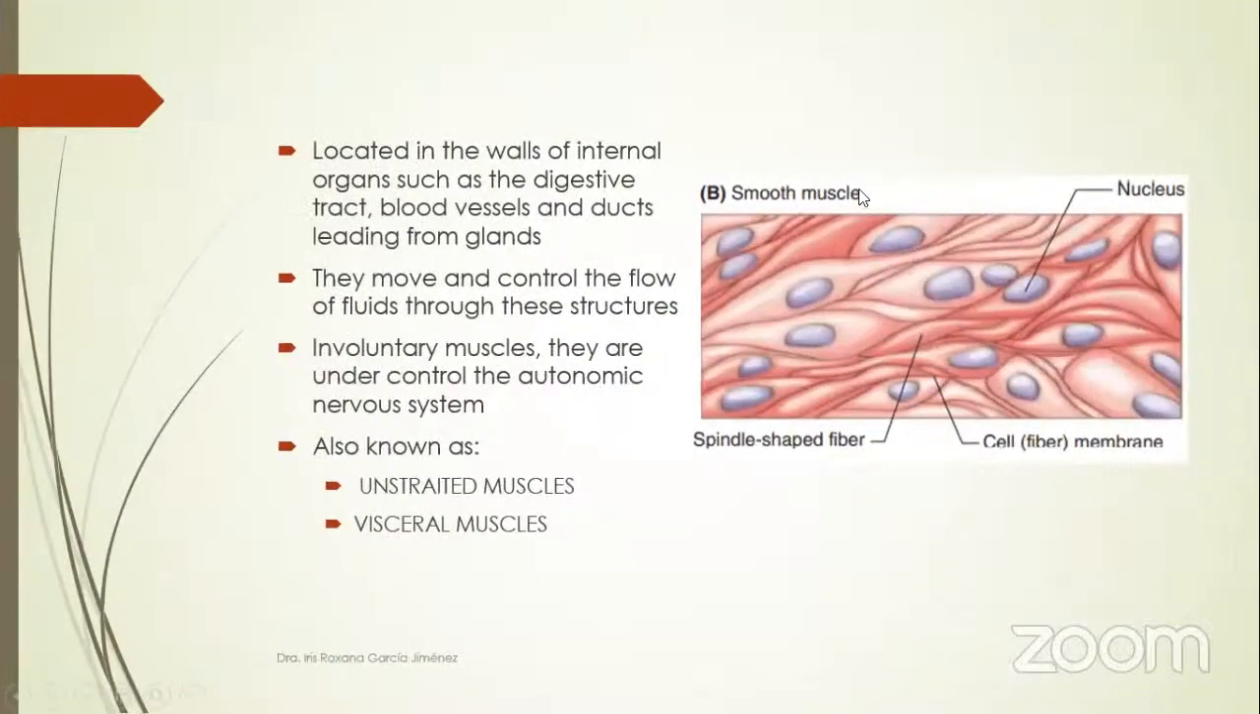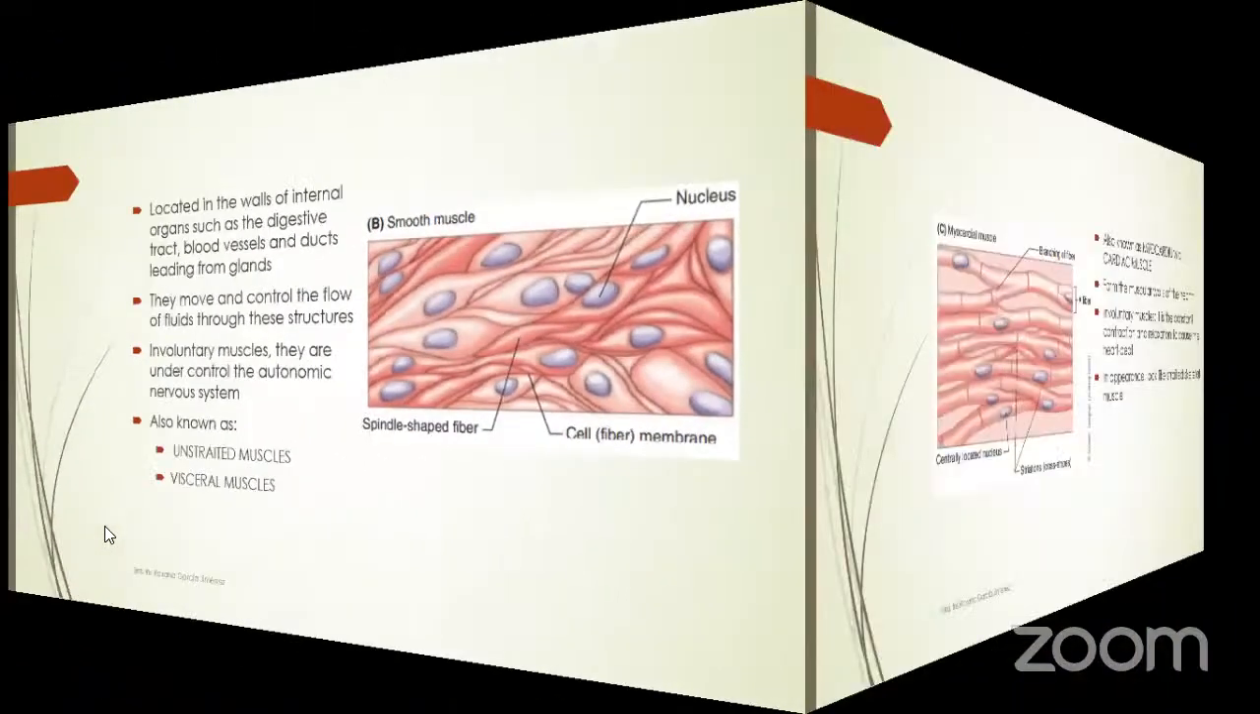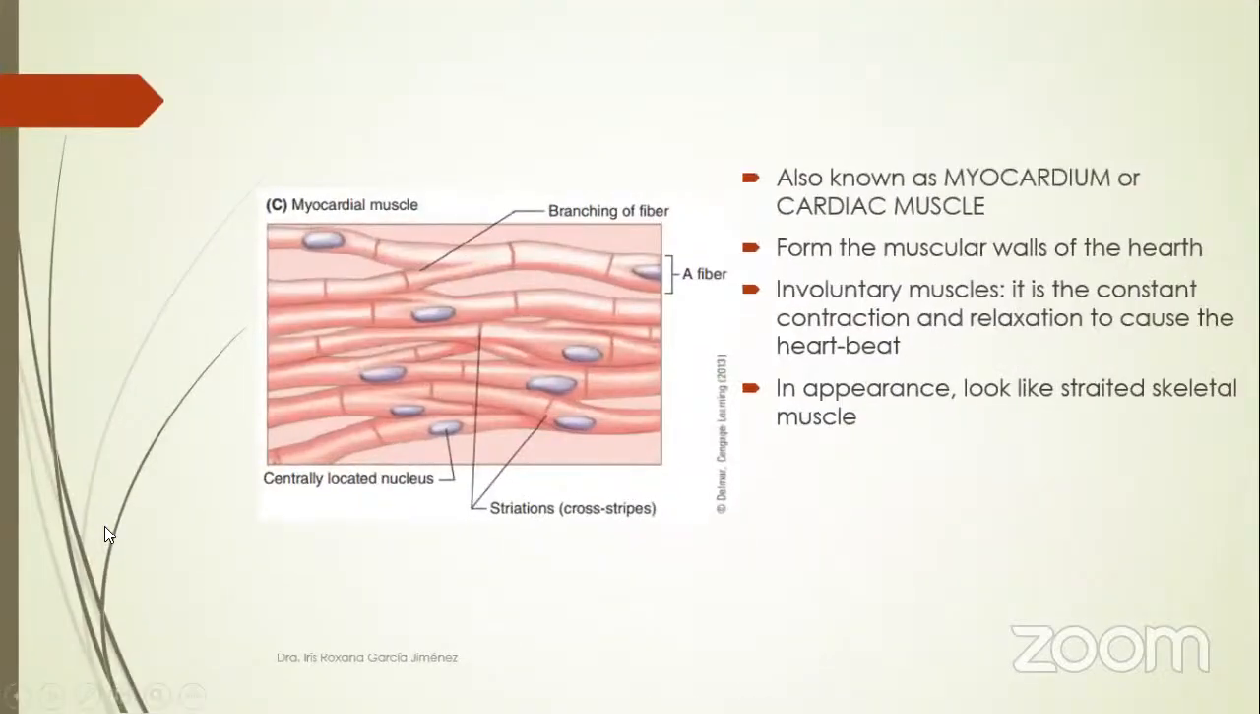About the smooth muscle, they are located in the walls of the internal organs such as the digestive tract, blood vessels, and ducts leading from glands. They move and control the flow of fluids through these structures, right? Involuntary muscles, they are under control of the autonomic nervous system. And synonyms again, also known as unstriated muscles or visceral muscles. Okay, catch this vocabulary.